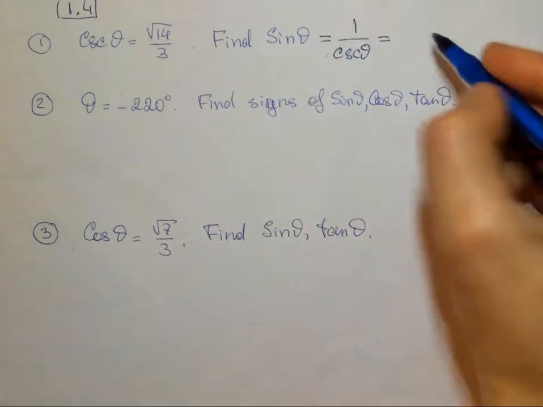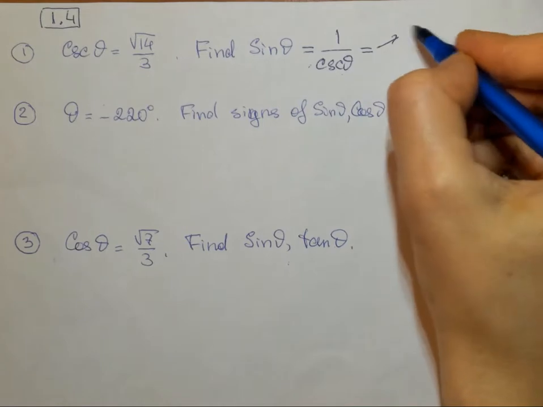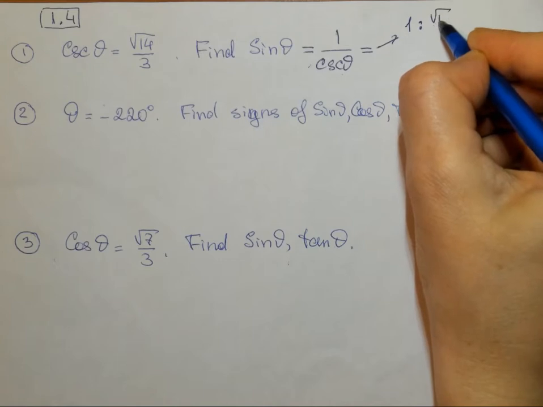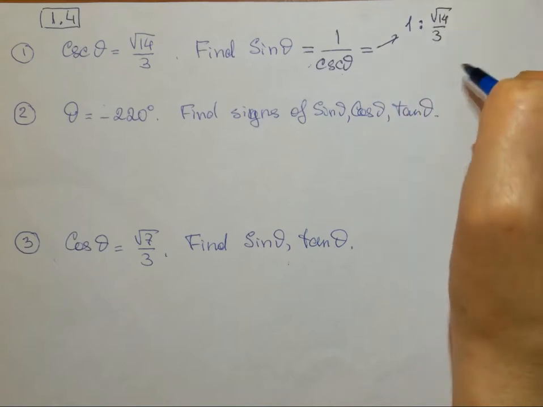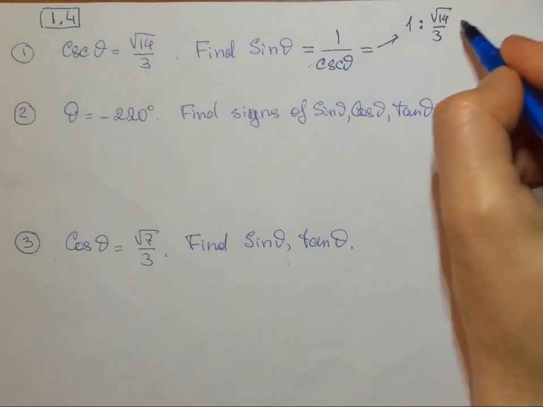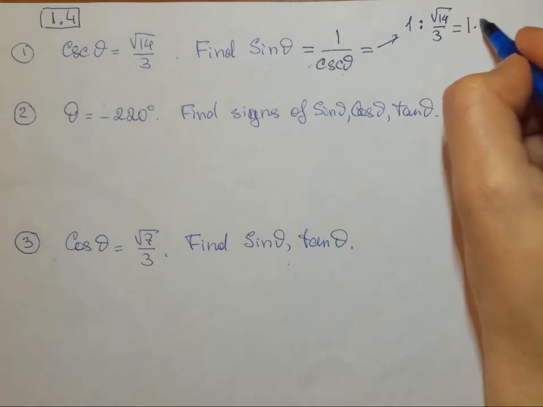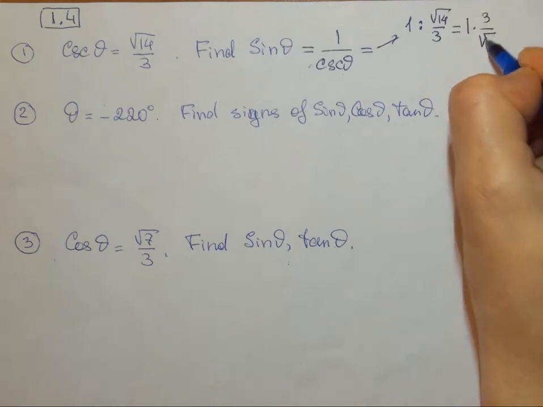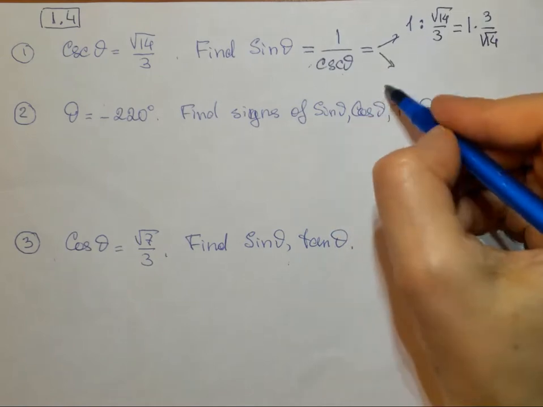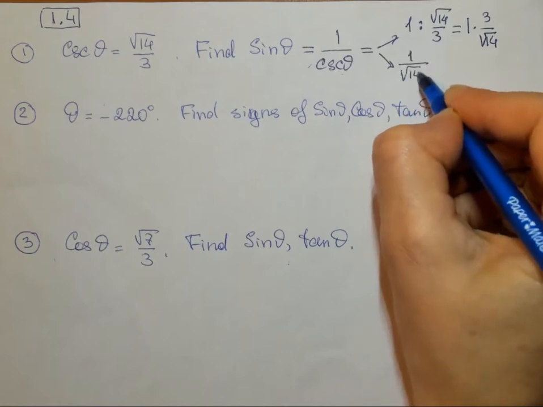There are two ways we can solve this. So we divide 1 by square root of 14 over 3. When you divide by a fraction, you multiply by its reciprocal. It is the same as multiplying 1 by 3 over square root of 14. Or you can think about it as 1 divided by square root of 14 over 3.